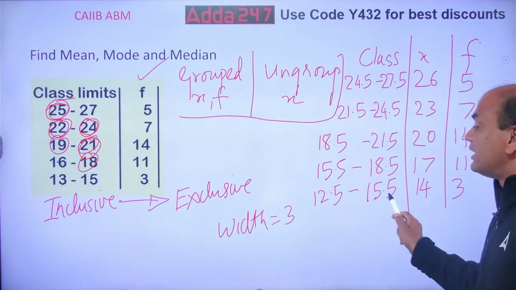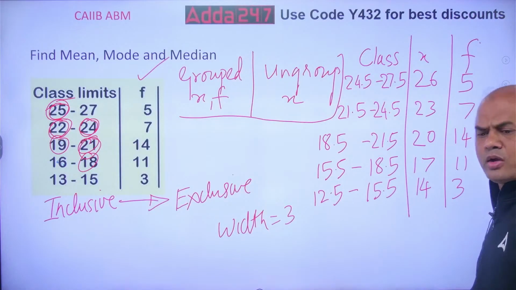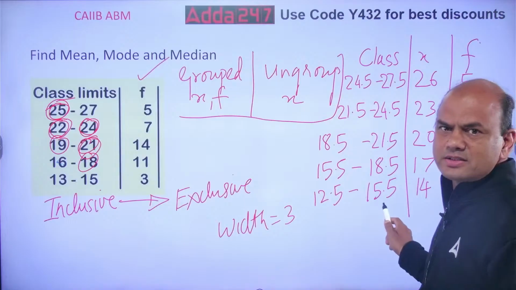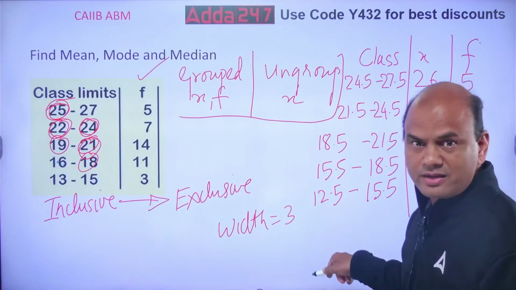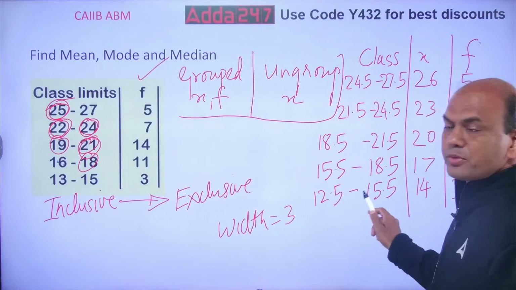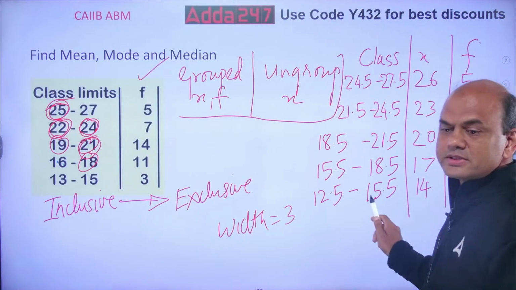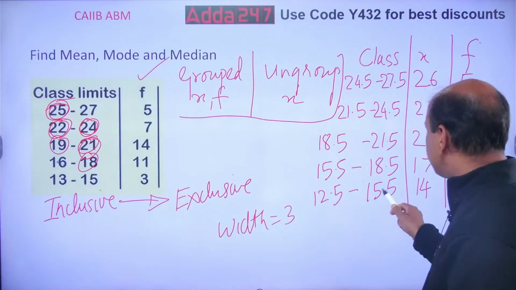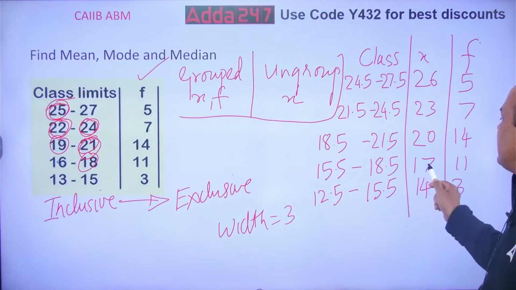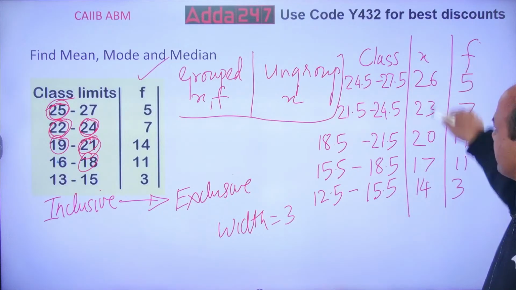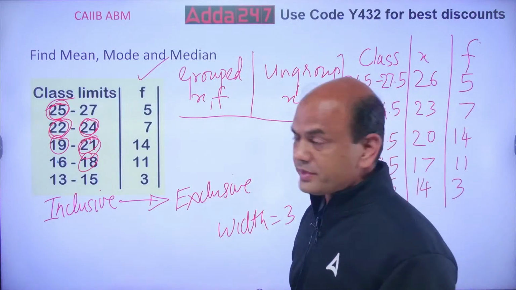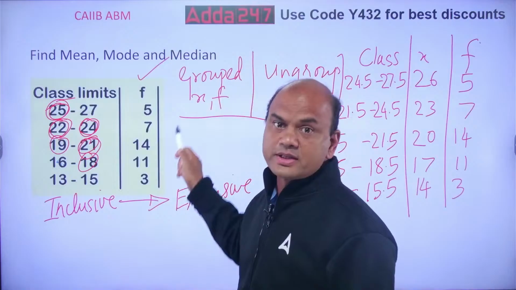What is the center of this? Do the addition. 15.5 plus 12.5. So it is 16, and 16 plus 12 is 28. 28 upon 2, half of this. This plus this upon 2. Lower plus upper upon 2. So 14. Similarly others now. Here you will have 17, 20, 23, 26. So you have got x now, and you have got f also. So this is group data.